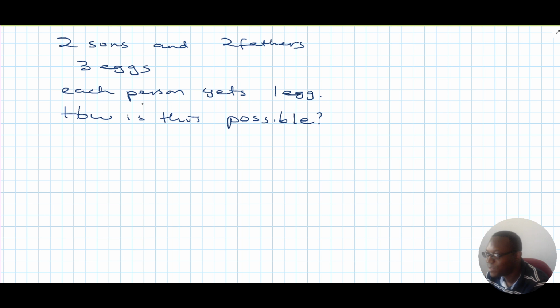How is this possible? When you have 2 sons and 2 fathers, that looks like it's 4 people. That looks like we should have 4 people. And we have 3 eggs. And each person gets an egg. How can we make this happen? Any ideas?